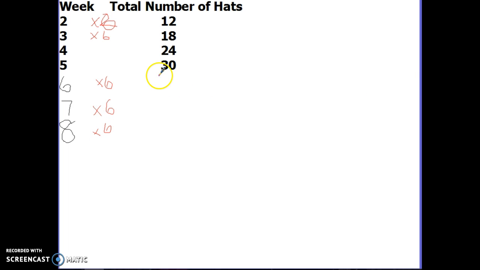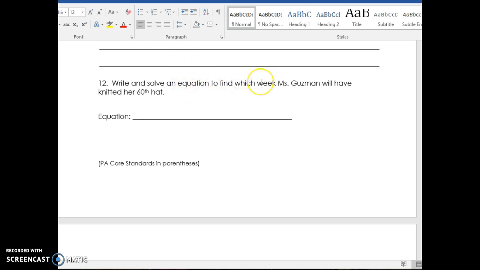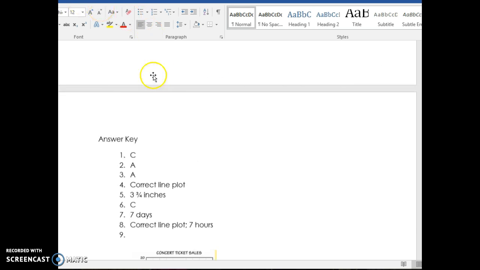So if we were to do week 6, it would be 6 times 6 is 36. Week 7 would be 42. Week 8 would be 48. So the question asks you, how many hats would be made by week 8? Your answer is 48. And then number 12, write and solve an equation to find which week Mrs. Gutzman will have knitted her 60th hat.